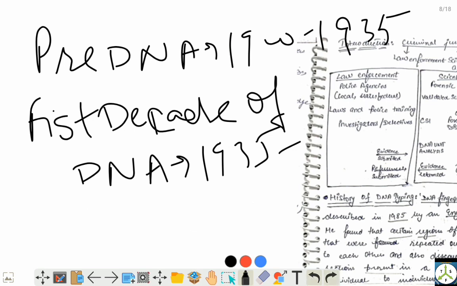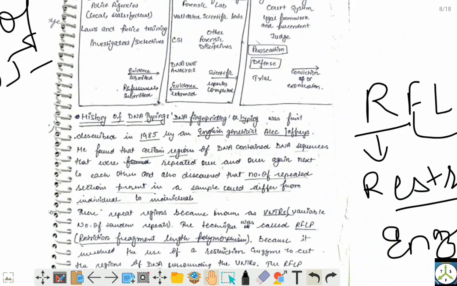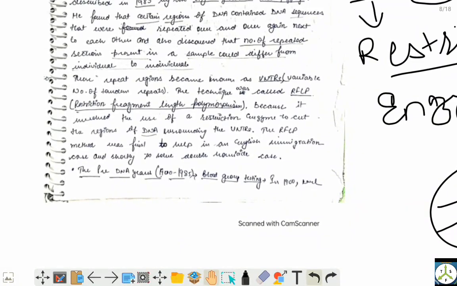Now, prior to DNA, what were the different methods used in forensics? There were different techniques, such as blood grouping techniques and protein profiling, which we used before the invention of DNA fingerprinting. So from 1900 to 1985, first of all we have blood grouping testing.